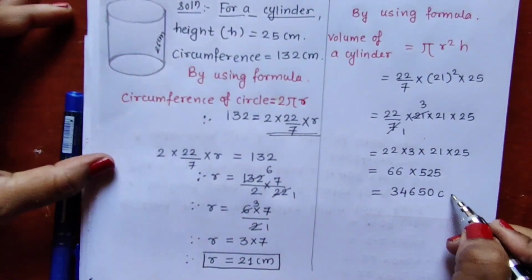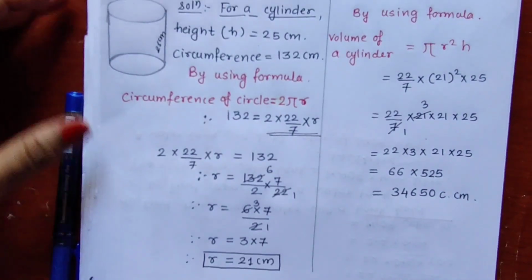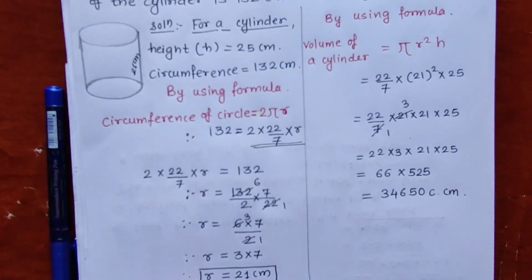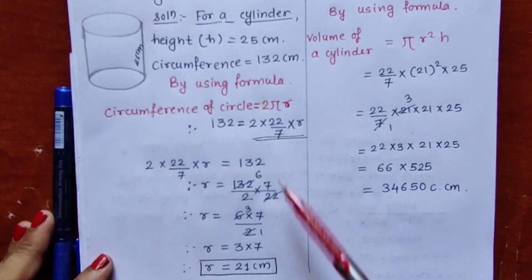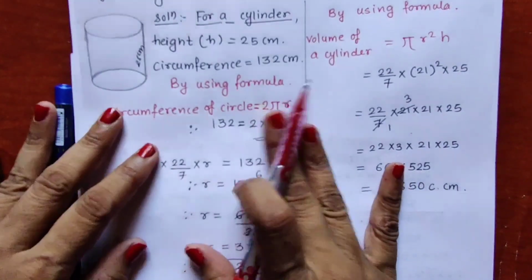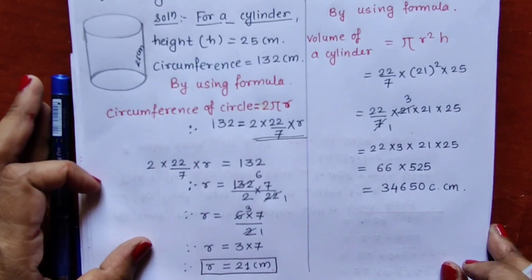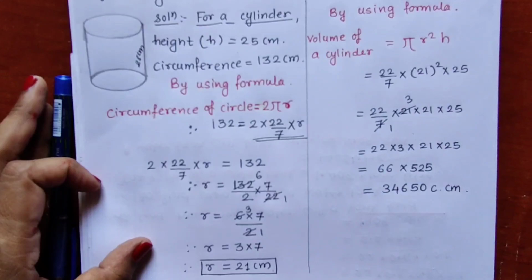Cubic centimeter. Okay. So in this way we get this full solution. First we have to find out the value of radius from circumference. As circumference is given to us, we can first find out the value of radius, and then from radius we can find out volume of a cylinder.